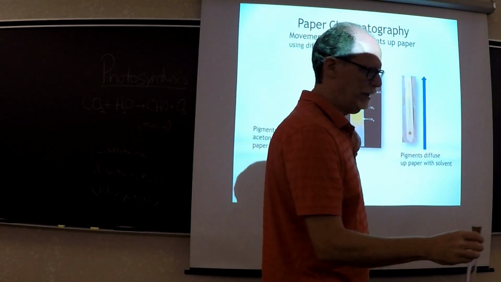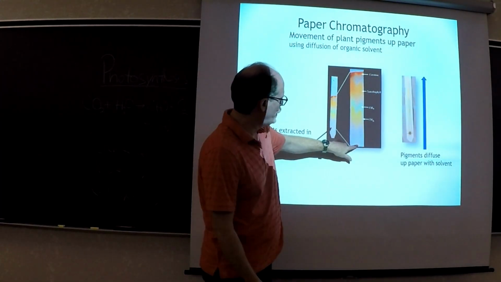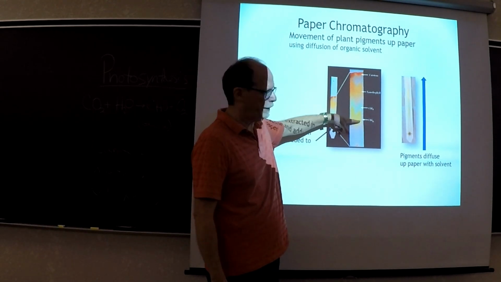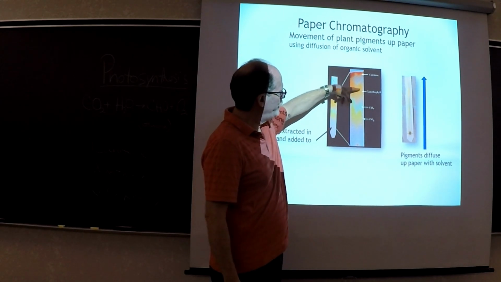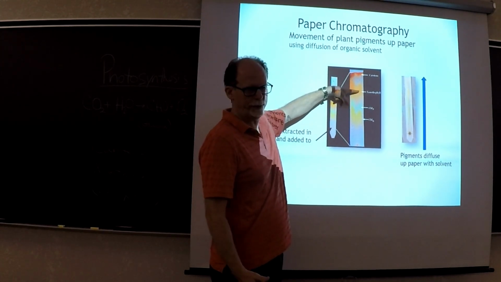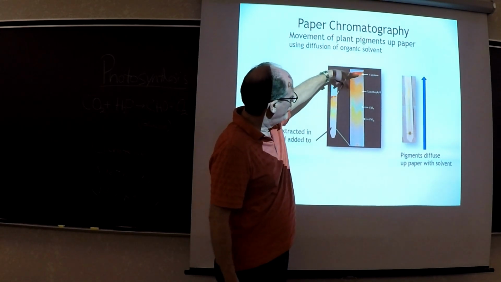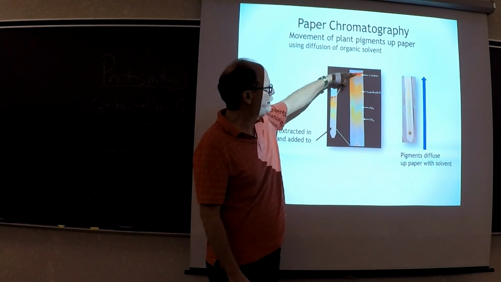So when you see this depiction here, the pigment started here. Chlorophyll B moved up to this part of the paper. Chlorophyll A moved into this vicinity. Xanthophyll moved further in the time period. It takes about half an hour to an hour for this to occur. And then the carotenes, they're the smallest pigment, so they moved up the paper the quickest.